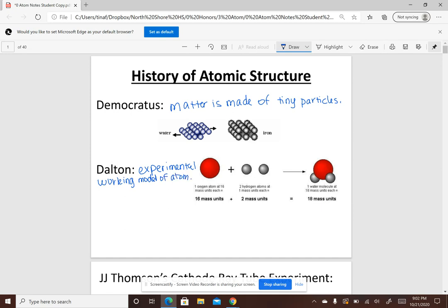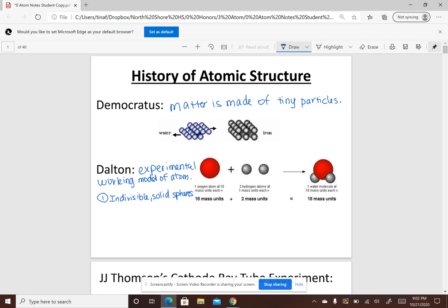Okay. So looking at this diagram here, we can come up with the five parts of Dalton's theory for atoms. And the first part that's important is what he thought the atoms looked like. He thought they were indivisible, meaning they can't be broken down. Indivisible solid spheres, just like you see in the picture.